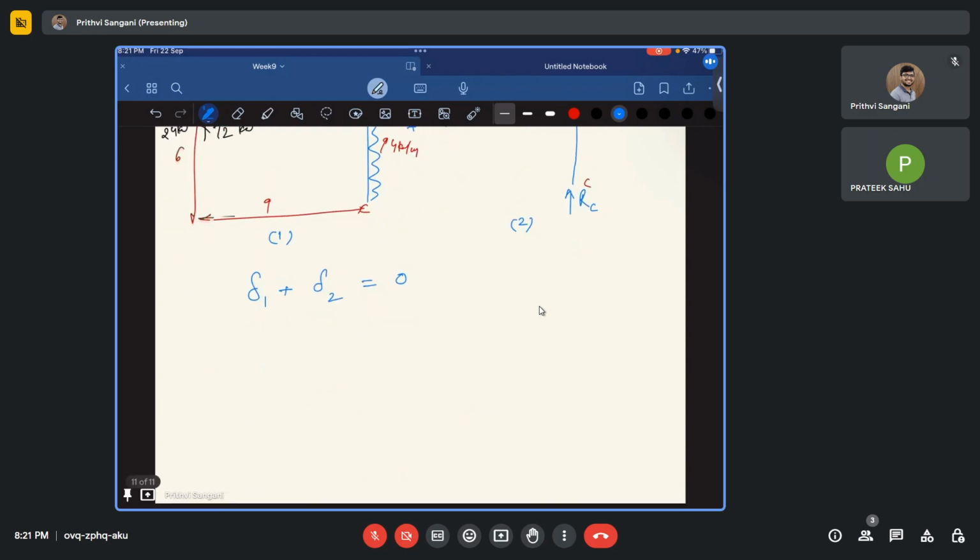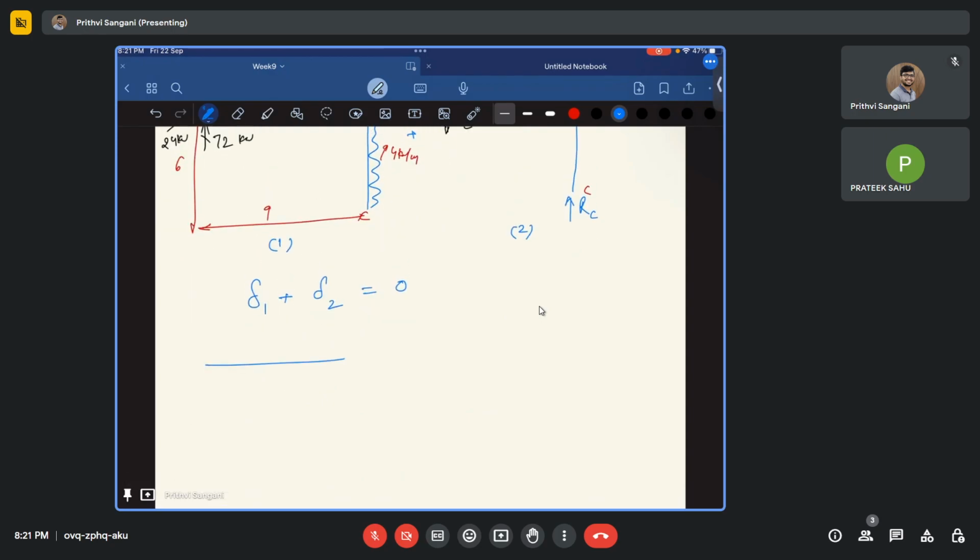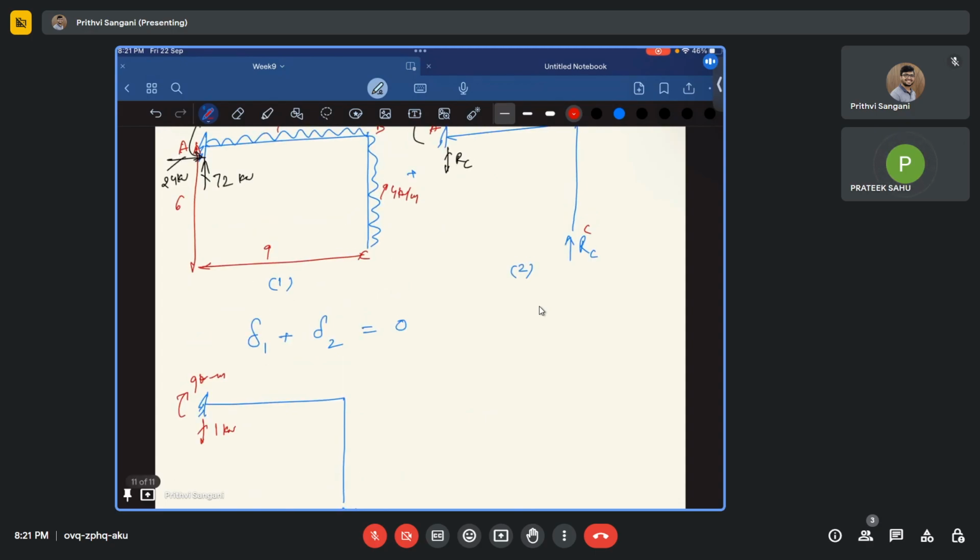So what I'll do is I'll just assume one. So this is my unit load 1. Because of this unit load, what happens? I'll also have displacement 1 downwards, and this is my moment 9 kilonewton. I'm just taking 1 kilonewton, 9 kilonewton meter. This is all it is.